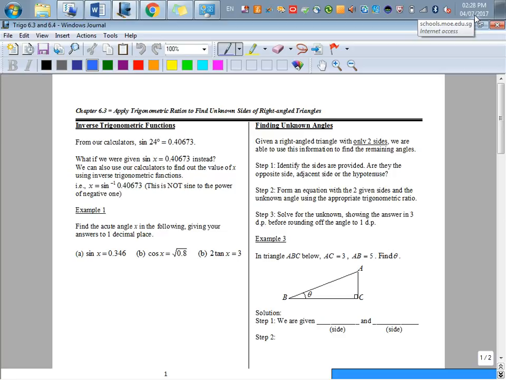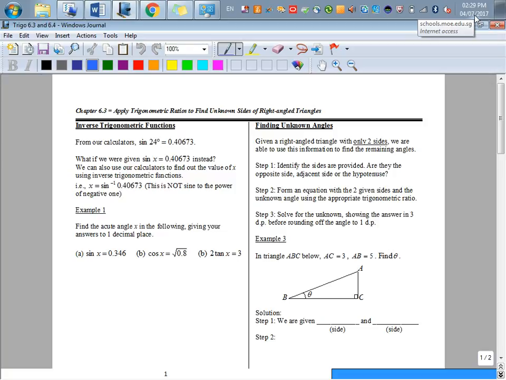What if we are given sine x equals 0.40673, and then you are asked to find x? How are we going to find x? It is an equation with only one unknown. We are expected to be able to find the value of x. Okay, so what we can do will be to use inverse trigo.